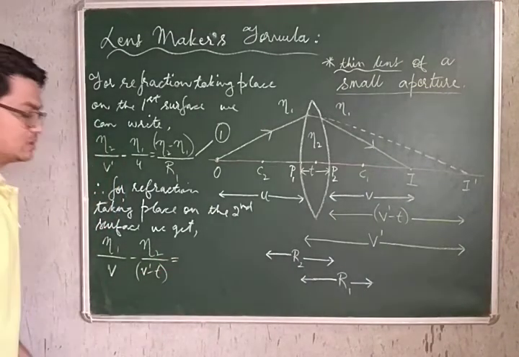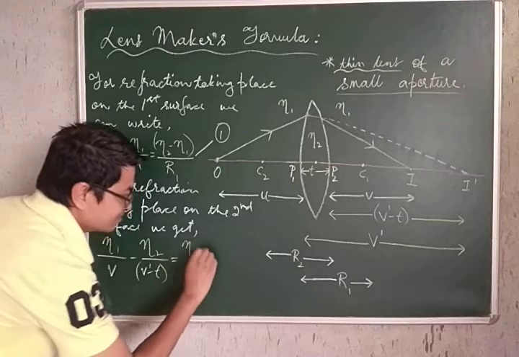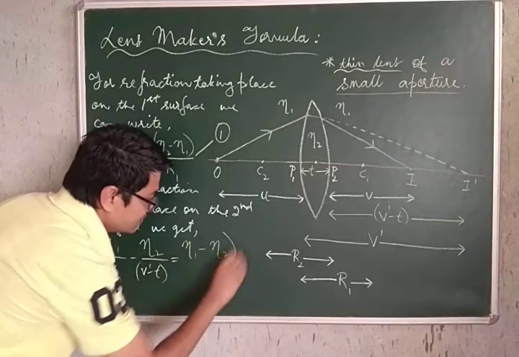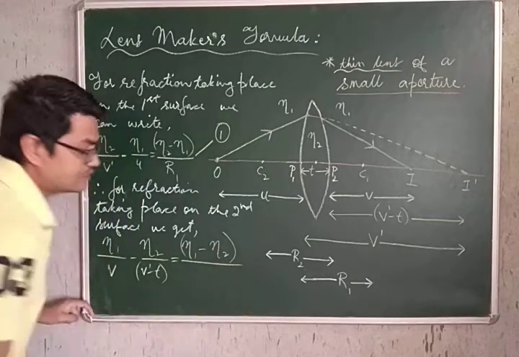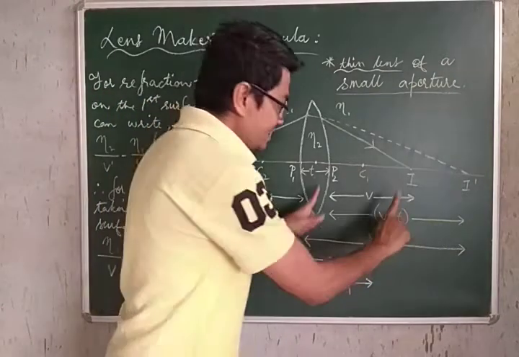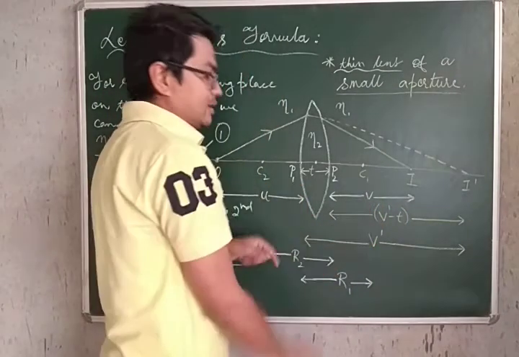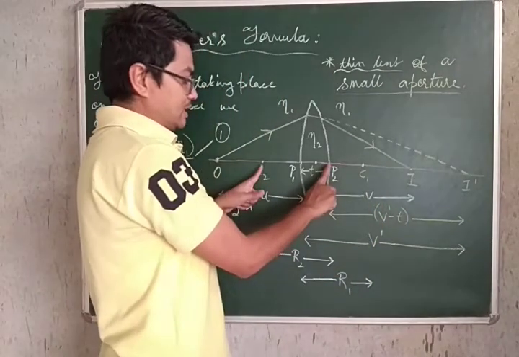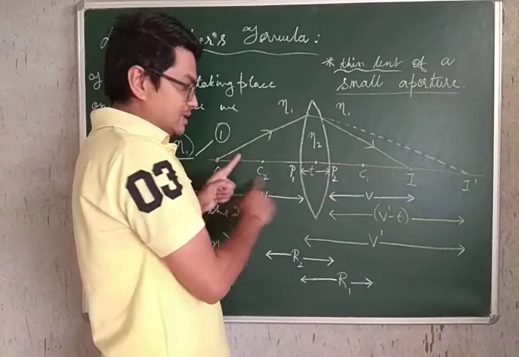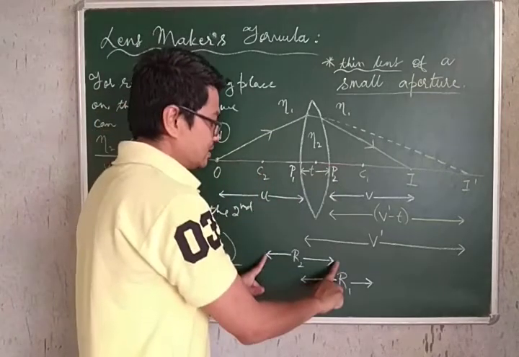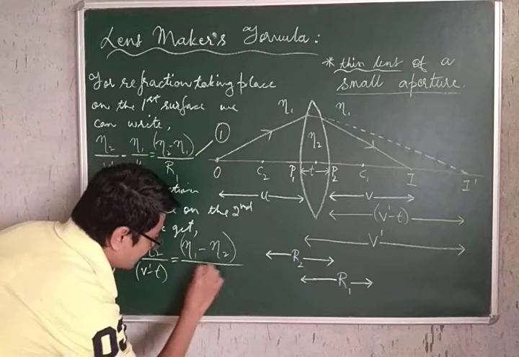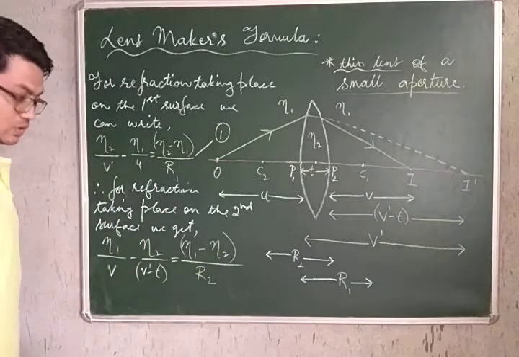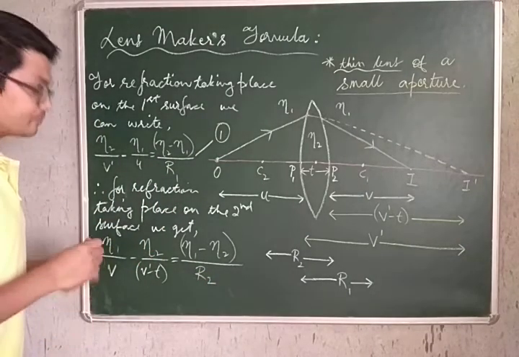This has to be equal to the refractive index of the second medium minus the refractive index of the first medium divided by the radius of curvature of the second surface. Now this is the second surface and C2 is the center of curvature for the second surface. So this distance is the radius of curvature of the second surface. So this is what we get.